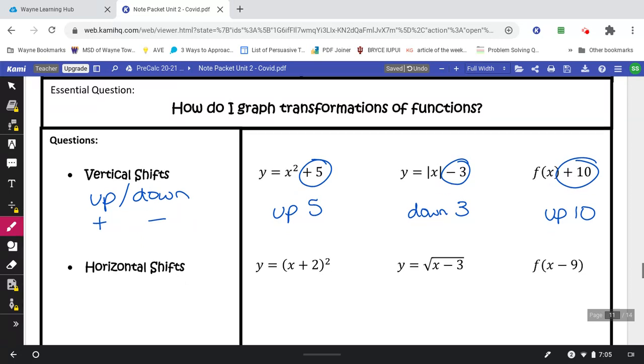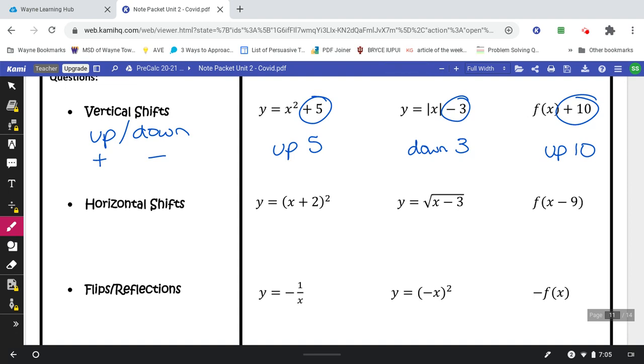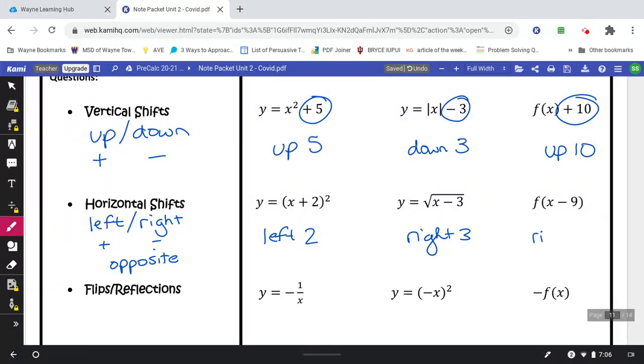All right, for the second part, you've got your horizontal shifts, your right-left movements. If it moves to the left, you will see a positive sign. And if it moves to the right, you will see a negative sign. So that's actually the opposite of what you would think, the opposite sign of what it looks like. So this first one, since it's plus 2, it's actually going to mean left 2. Here, it would move right 3. And this last one, again, right 9.